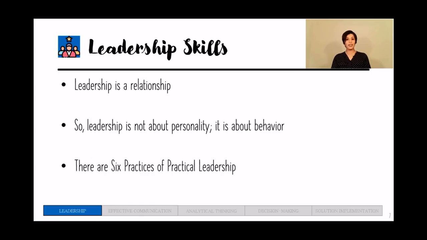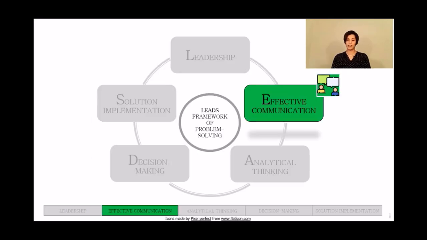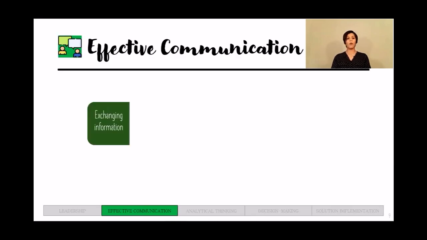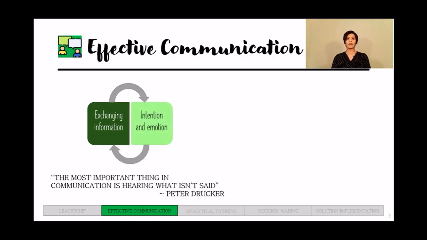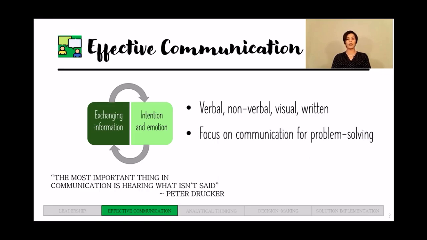Our next skill is effective communication. Effective communication is about more than just exchanging information. It is about understanding the intention and emotion behind that information. There are various forms of communication like verbal, nonverbal, visual, and written communication. But we will focus on those communication skills that help us become better problem solvers. More in the module on effective communication.